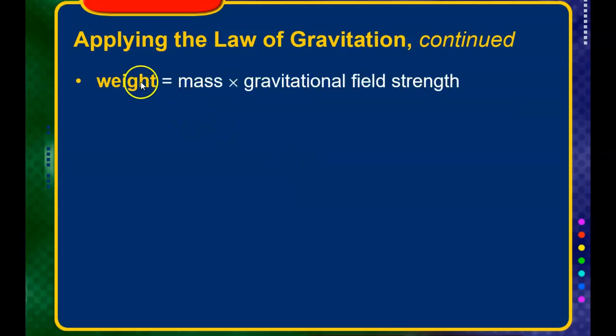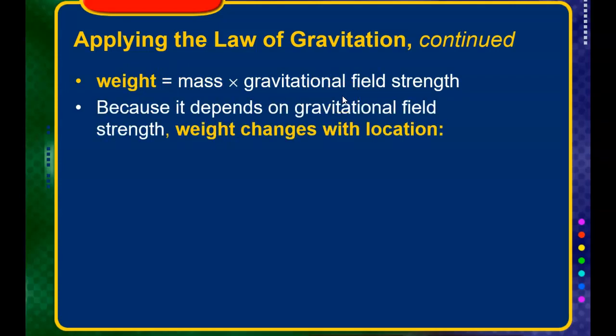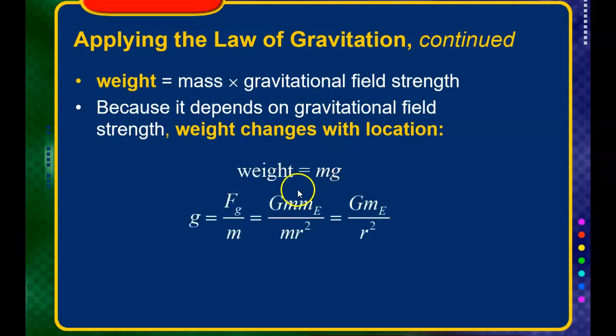The weight of an object is its mass times the gravitational field strength. Because it depends on the field, on how close you are, the weight can change with your location. Your weight is mass times acceleration due to gravity. We rearrange F equals ma, where a, our acceleration due to gravity, is really force divided by mass.